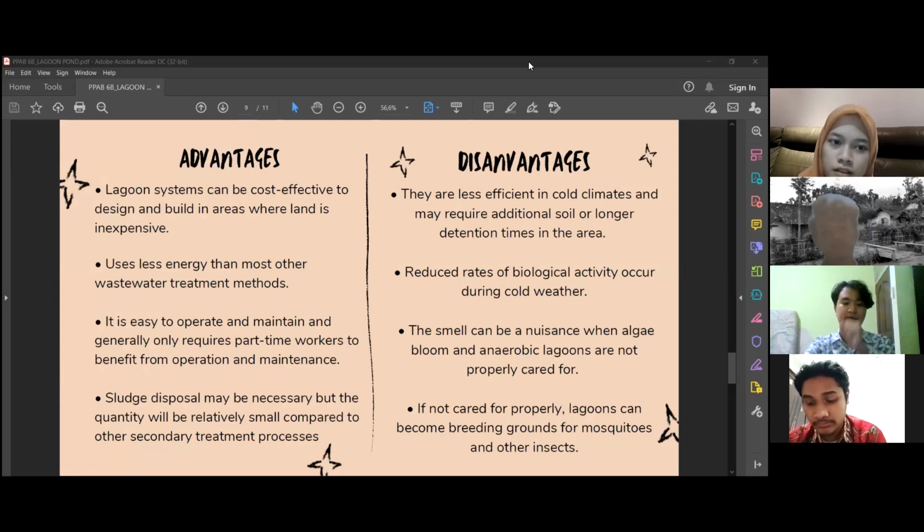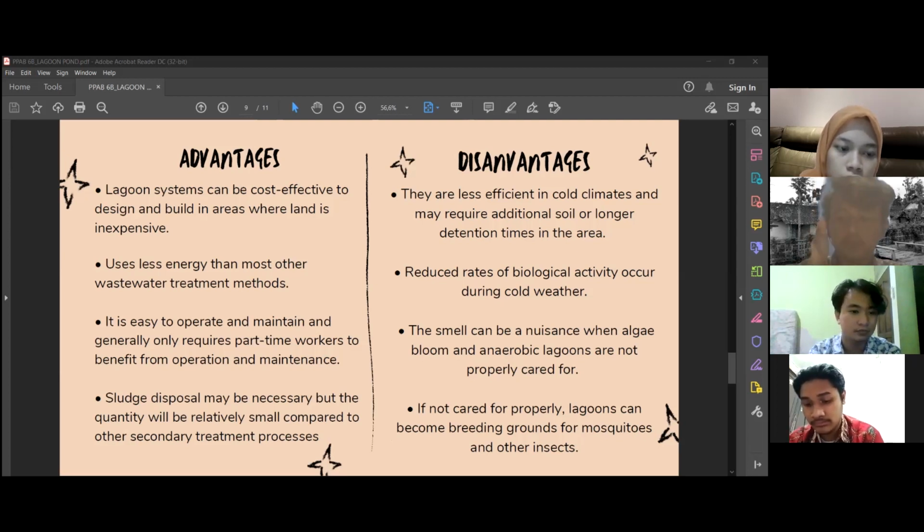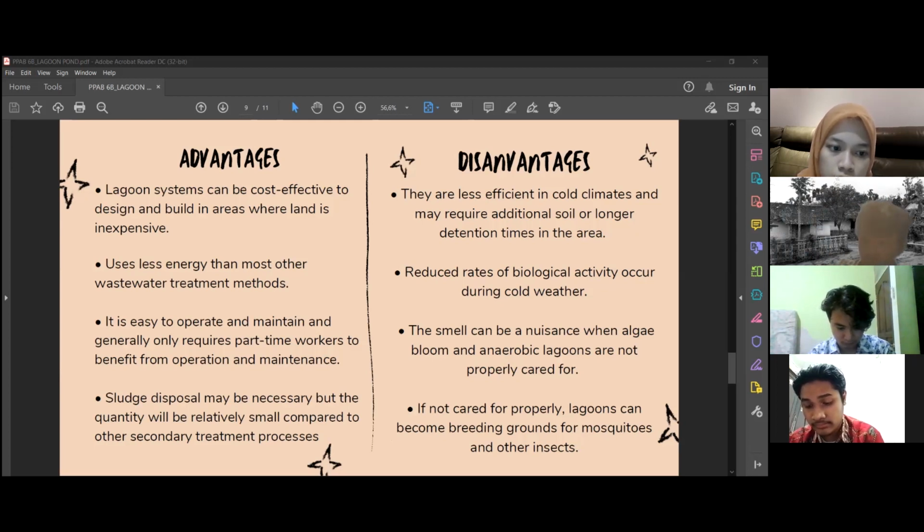There are advantages and disadvantages. In advantages, the first, the lagoon system can be cost effective to design and build in areas where land is inexpensive. Two, it uses less energy than most other wastewater treatment methods. Three, it is easy to operate and maintain and generally only requires part-time work for operation and maintenance. Four, sludge disposal may be necessary, but the quantity will be relatively small compared to other secondary treatment processes.